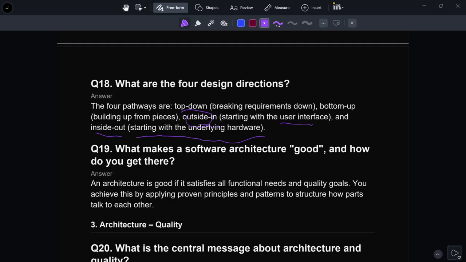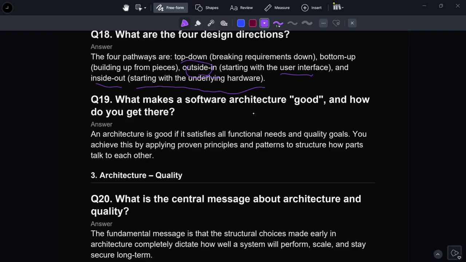And inside out, the core hardware and data. You start with technical constraints or devices and build outward. You start with the physical card reader hardware and cash vault sensors. You write the low-level drivers for the machinery first, then build the user menus on top of them. You use this in case the system is heavily constrained by specific hardware capabilities or strict database structures. Now, what makes a software architecture good and how do we get there?